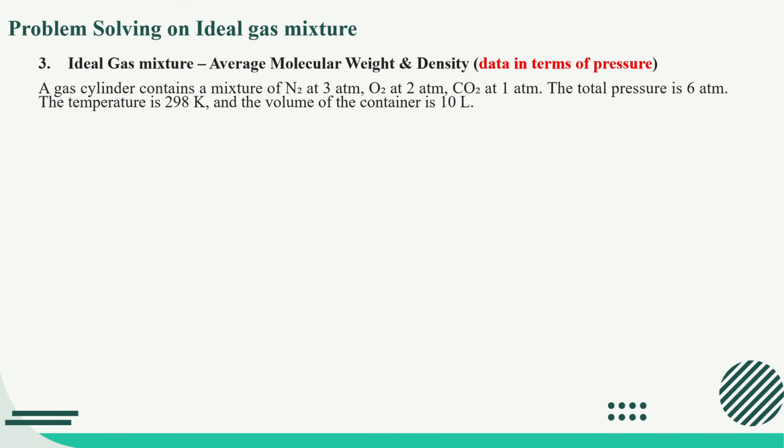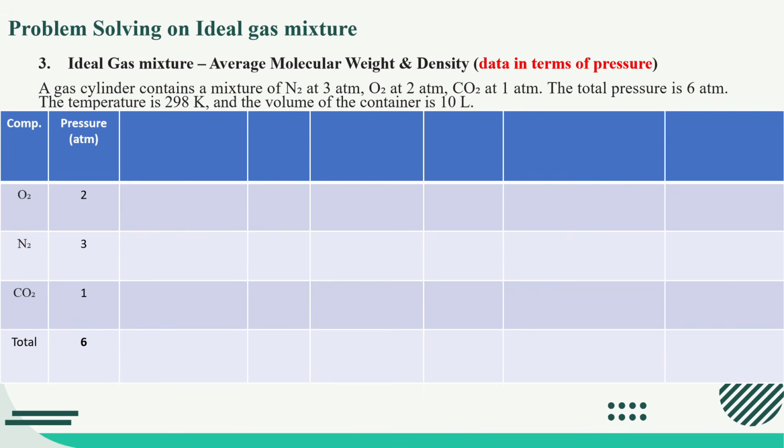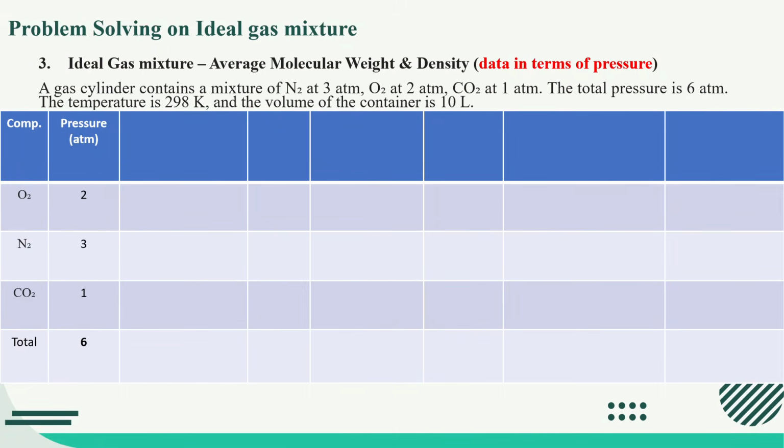Okay, let's see the next problem. In this case, again, we have to calculate the average molecular weight and density. It is an ideal gas system, but the data is given in terms of pressure. As we did in the previous problem, we form a table and list all the given components and the respective given data, which in this case is pressure.